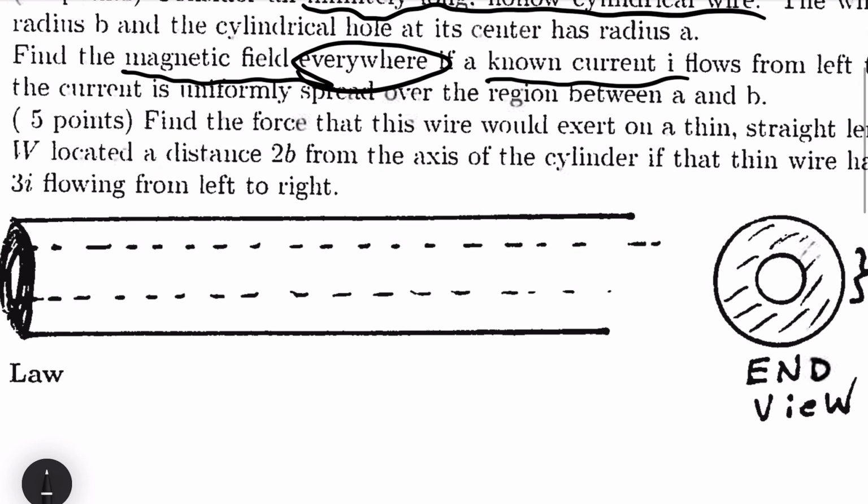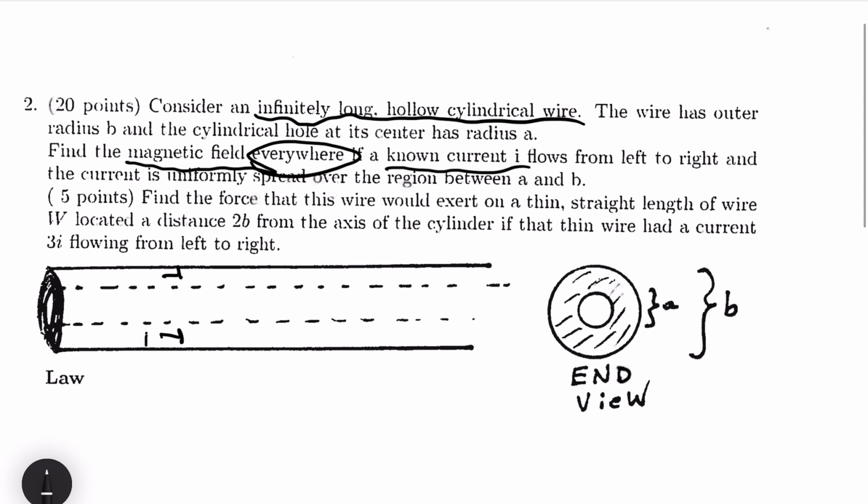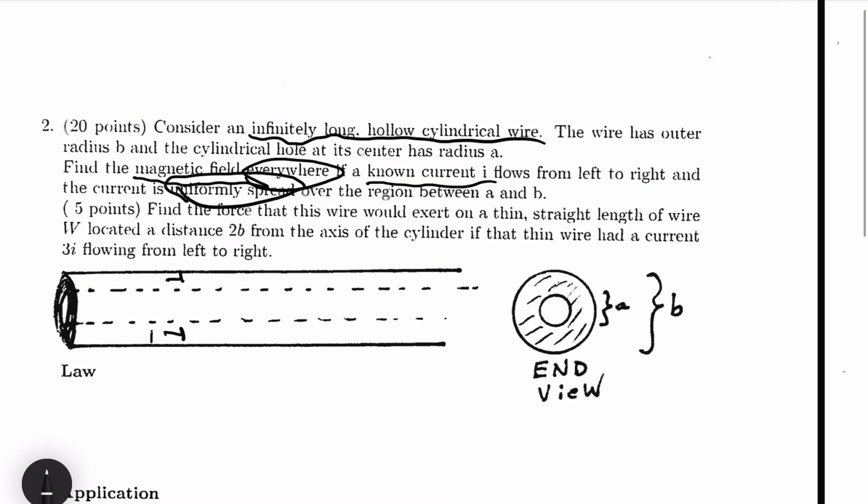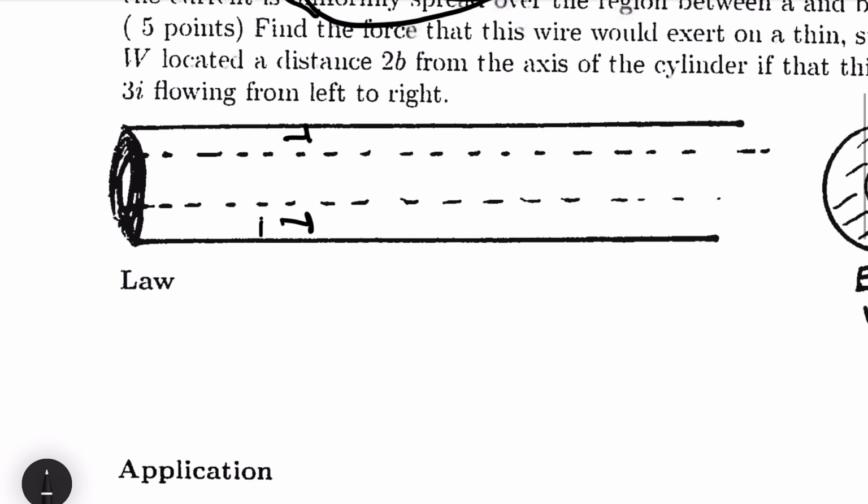So let me just draw it. So current's flowing from left to right, and the current is uniformly spread. It's really important to know that current is uniformly spread over the region between a and b. And then there's a second force question, but we'll address the first question right now. So the first question, we're going to use Ampere's law. The first part: the integral on a closed loop, B dot dr, is equal to mu naught I, where I is the current enclosed.